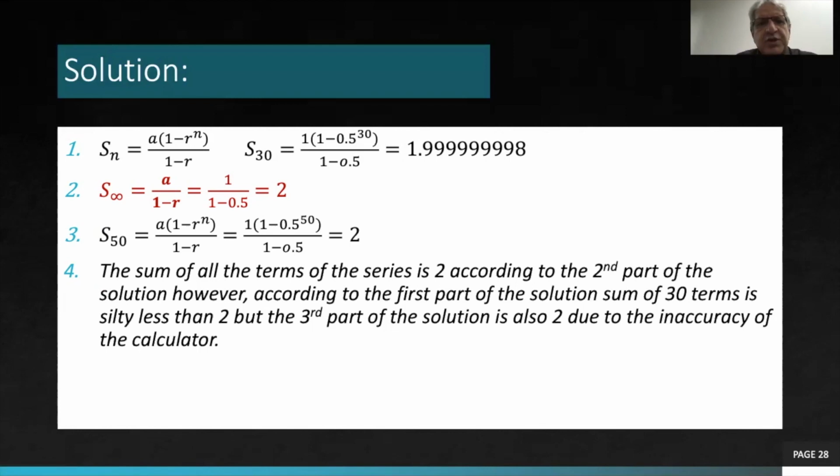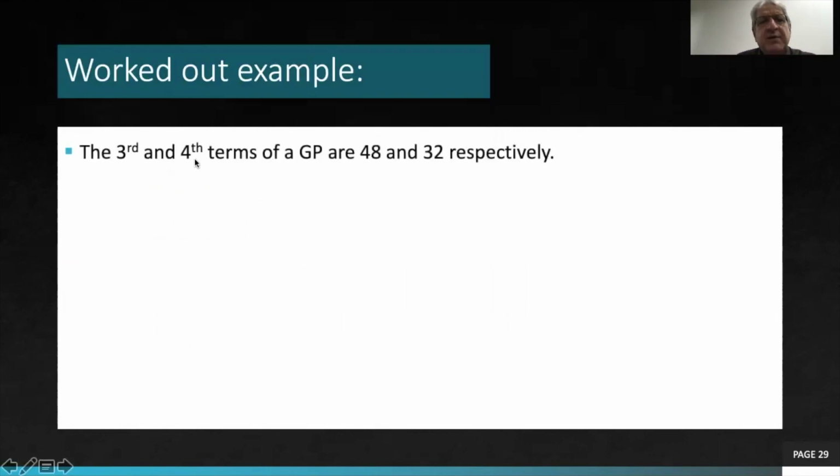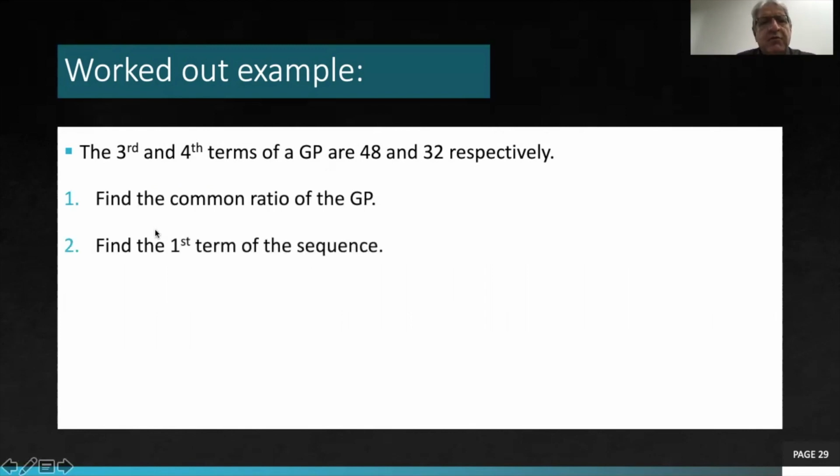We have done with this question. Also worked out the example. Another one: the third term and fourth term of a GP are 48 and 32 respectively. Therefore, we have the third and fourth term. Find the common ratio. It's very simple to find. Find the first term of the sequence. That's also okay. We can find that.